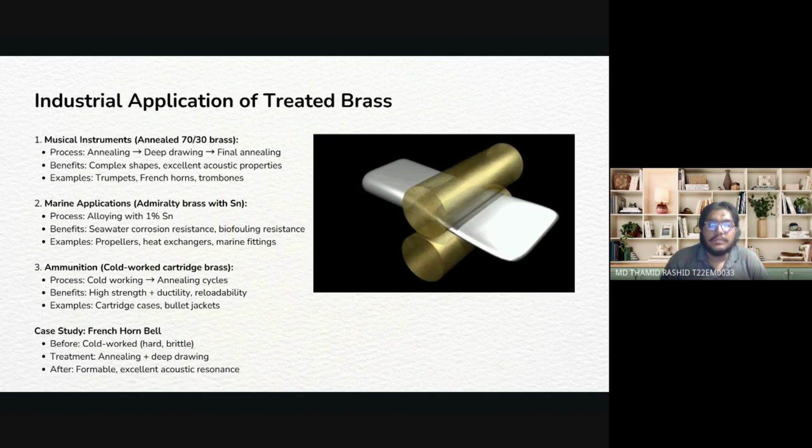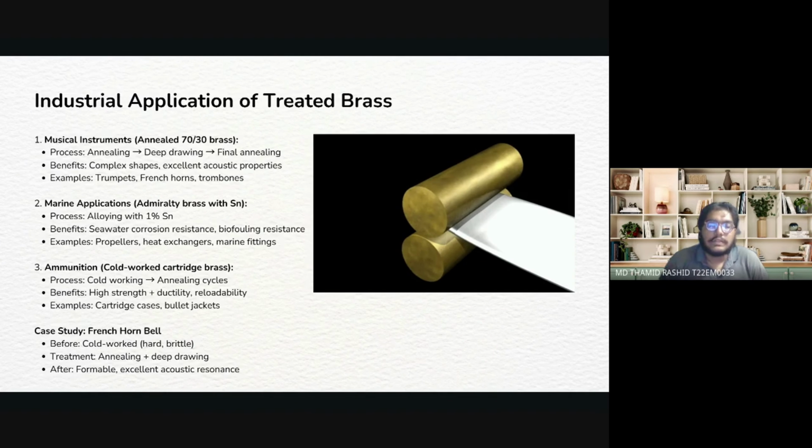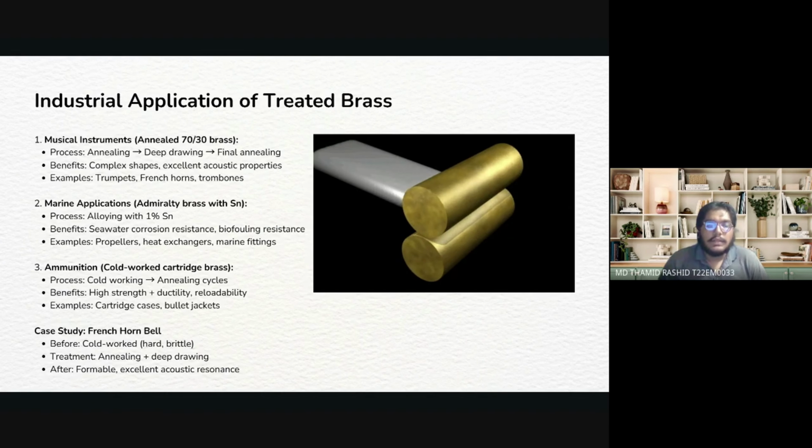For example, in the music industry, the acoustic properties and corrosion resistance make brass ideal for wind instruments. The 70% copper content provides the perfect balance of resonance and durability.